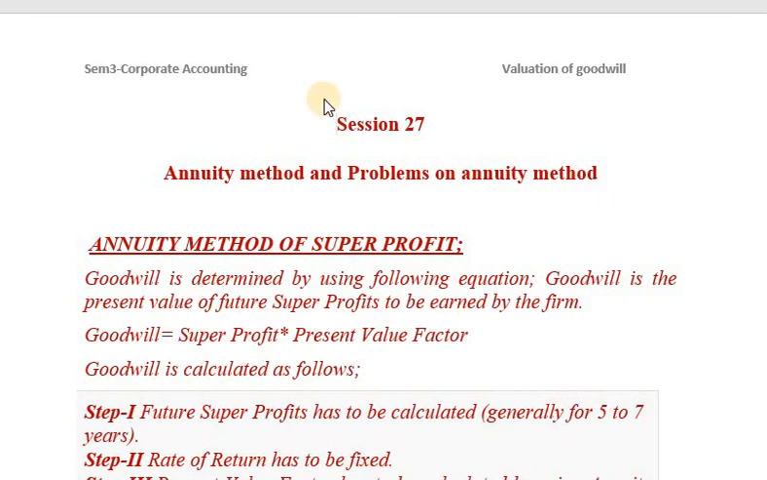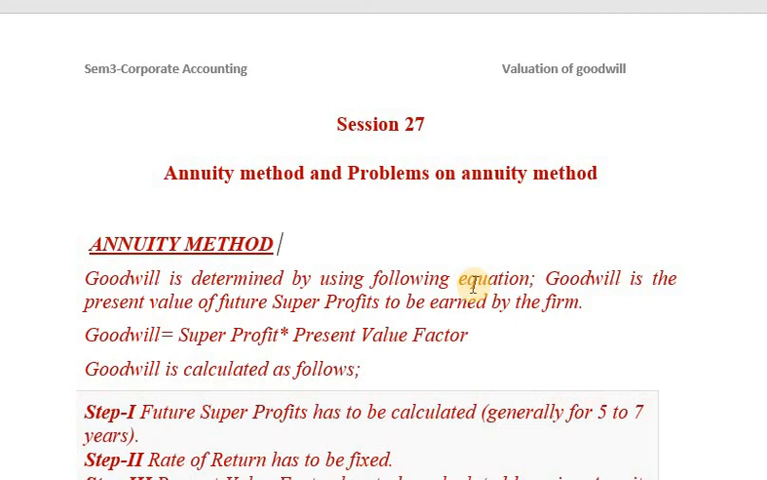The term annuity refers to a series of periodic payments made to a person during his entire life. So, under the annuity method, we are calculating goodwill by multiplying the super profit by the present value factor.